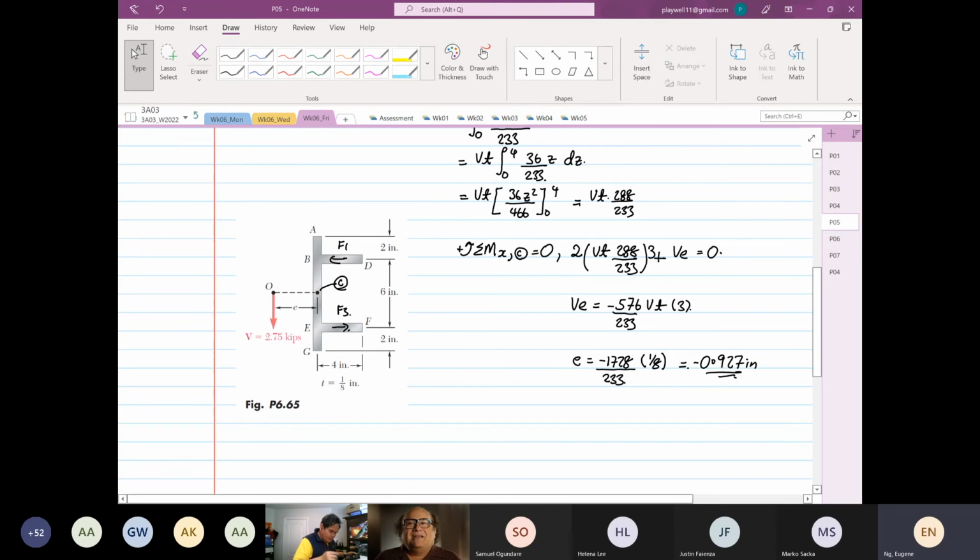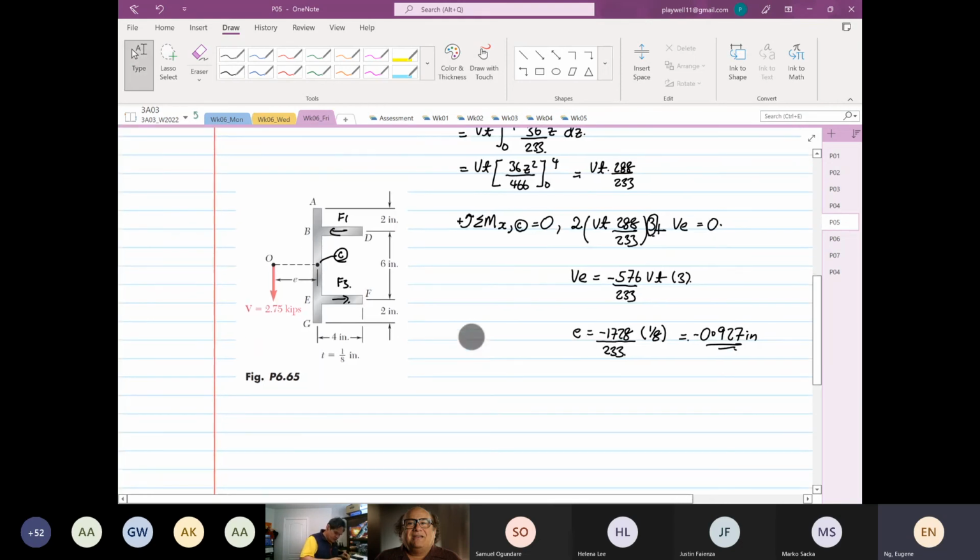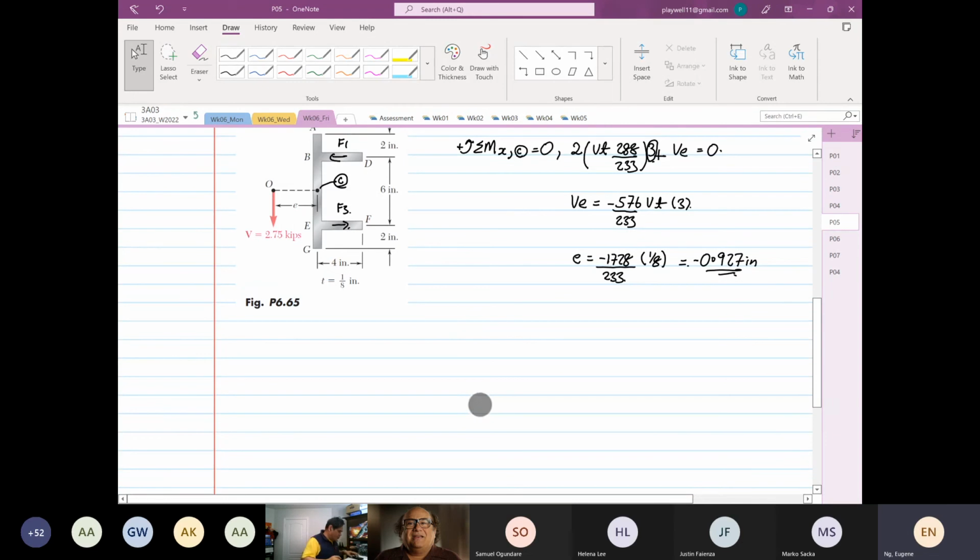I forgot about the distance. That's why I multiplied 3 over here, okay? I forgot about the distance initially. So the next part of the question is not necessarily more difficult, but you have to be really, really careful, okay?